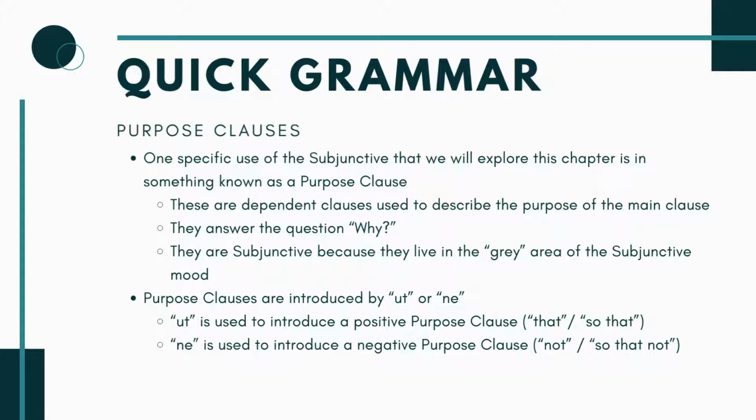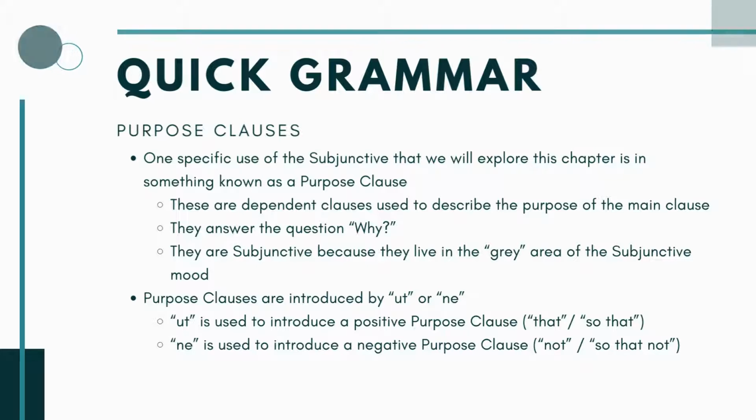Okay, so a key thing you want to understand here: purpose clauses are introduced by ut or ne. Ut is the positive. You translate it as that or so that, more often than not. Ne is when you have a negative purpose clause. It's usually translated not or so that not, or if you want to really be fancy, you can say lest, which always makes my students laugh because nobody really speaks that way anymore, but you can. Some textbooks still use it.